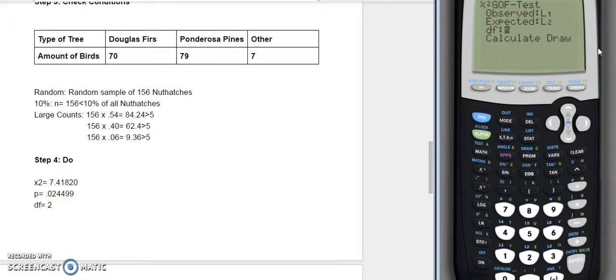The degrees of freedom is 2. We find the degrees of freedom by taking the number of categories and subtracting 1. For this problem, we have 3 categories: Douglas firs, ponderosa pines, and all other types of trees. From there, click Calculate. In this problem, our chi-square value is 7.41820. Our p-value is 0.024499, and the degrees of freedom is 2.